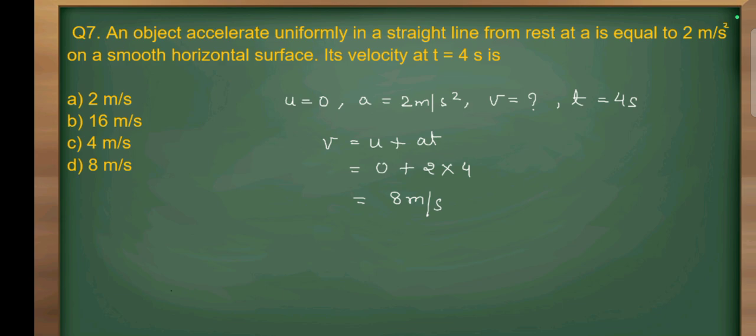So we will simply use the first equation of motion, that is v is equal to u plus at. We will substitute the value of acceleration and time. So acceleration is 2 meter per second square and time is 4. So we will get velocity is equal to 8 meter per second. So option D is correct.